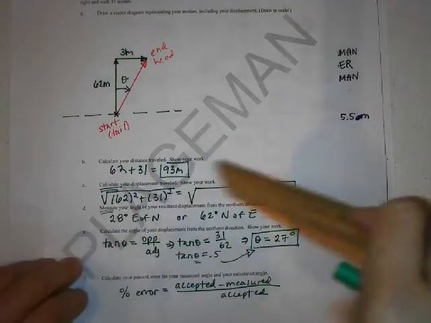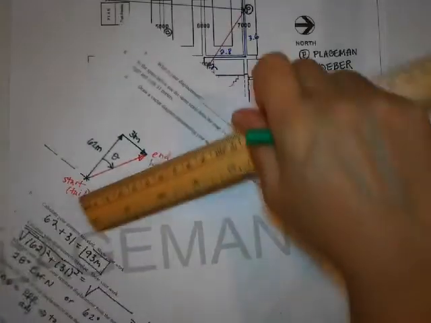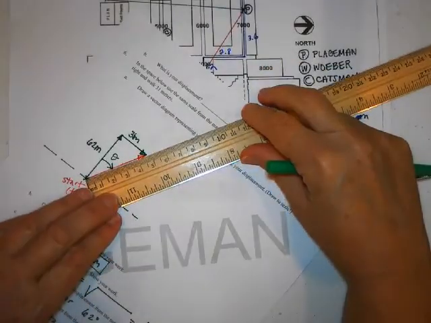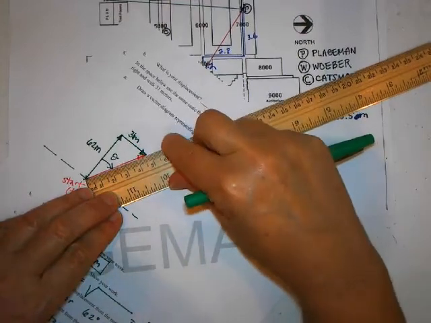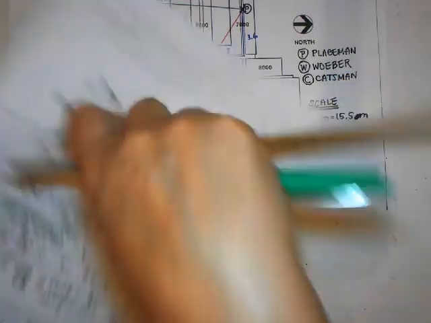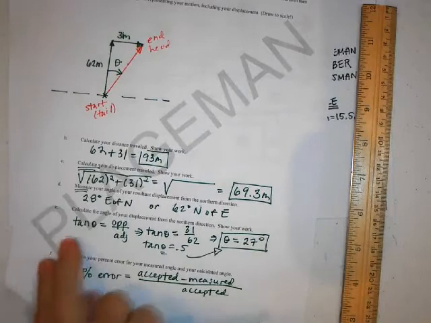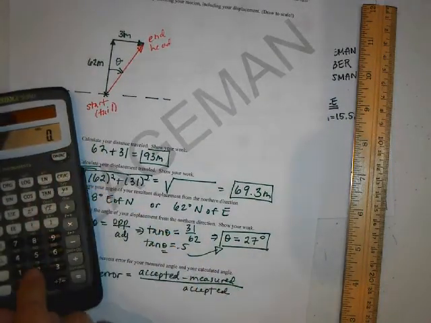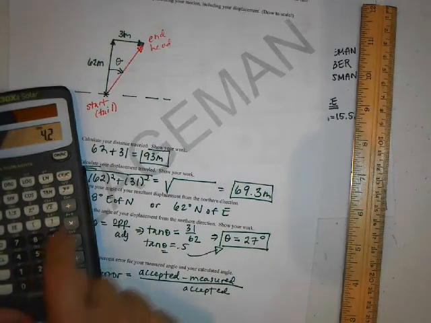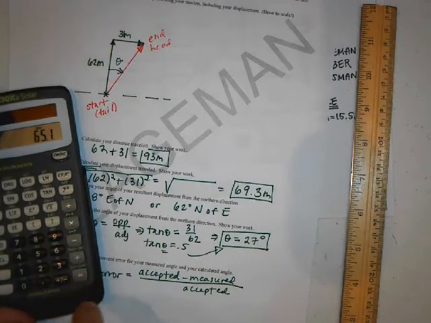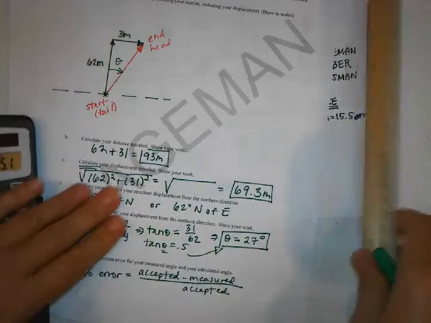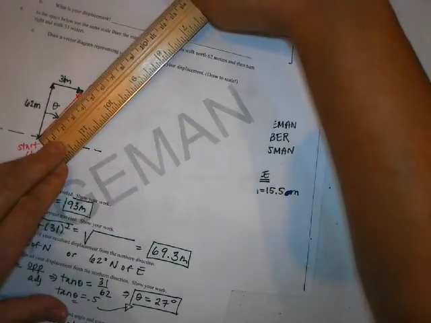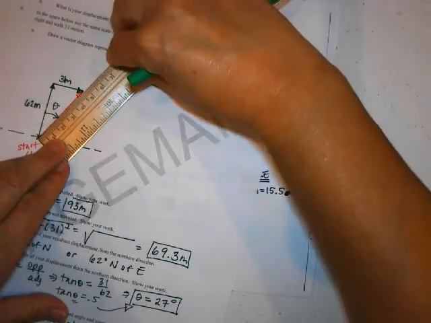Well, this came out to 69.3. That's according to our scale. So if I measure it, it comes out to be about 4.1 or 4.2. And then I multiply that times 15.5. So I said 4.2. It could have been, it's hard to see this. Oh, it's way more than that. I mean, it's like 4.6.